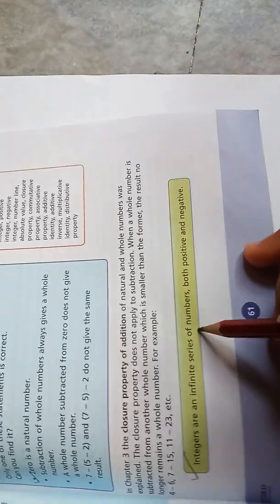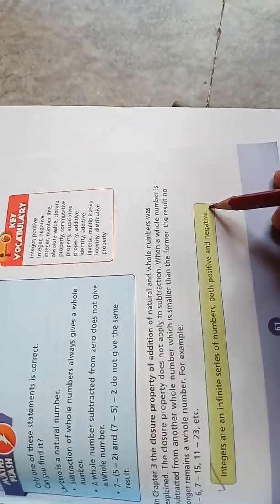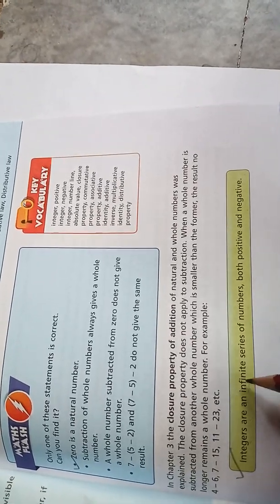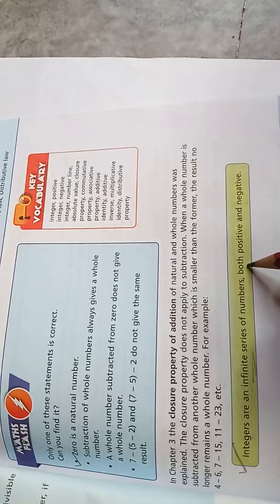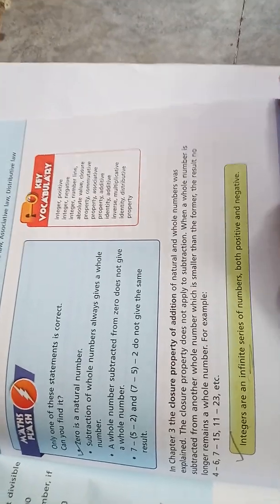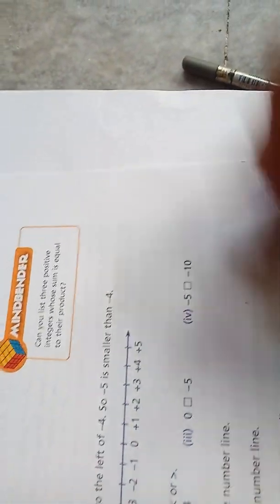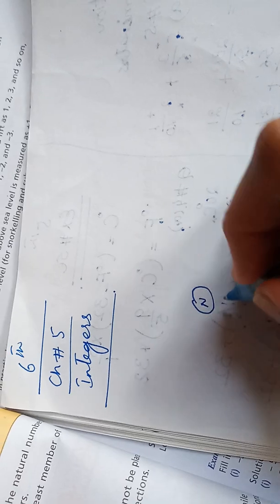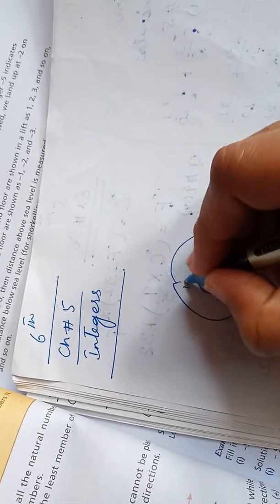Integers are an infinite series of numbers, both positive and negative. In integers, you have the infinite series, meaning unlimited numbers, including both positive and negative numbers. You can see that you have some natural numbers from the group of whole numbers, and integers include all the positive and negative numbers.